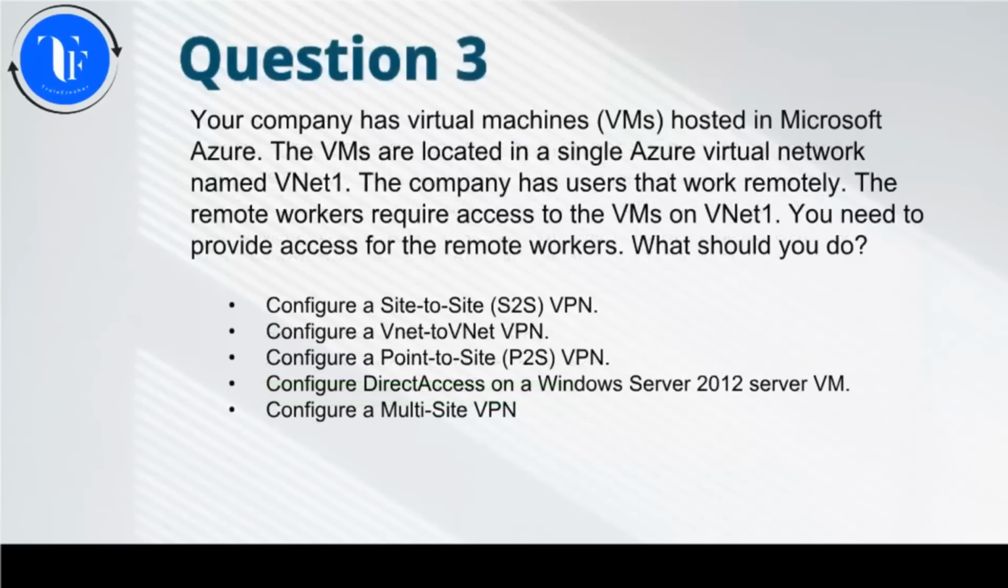Question 3. Your company has virtual machines, VMs, hosted in Microsoft Azure. The VMs are located in a single Azure virtual network named VNet1. The company has users that work remotely. The remote workers require access to the VMs on VNet1. You need to provide access for the remote workers. What should you do? Configure a site-to-site, S2S, VPN. Configure a VNet to VNet VPN. Configure a point-to-site, P2S, VPN. Configure direct access on a Windows Server 2012 server VM.